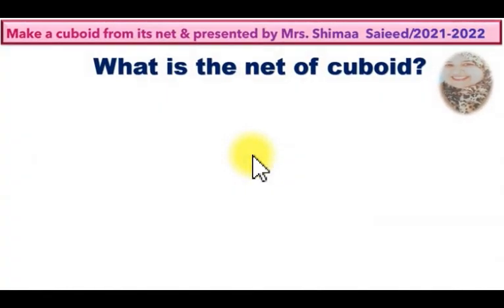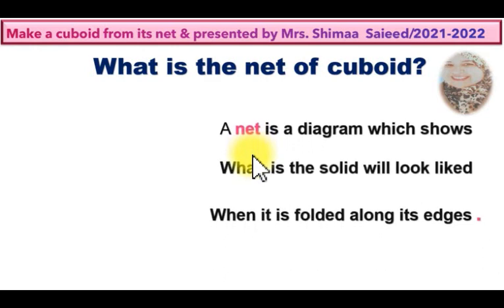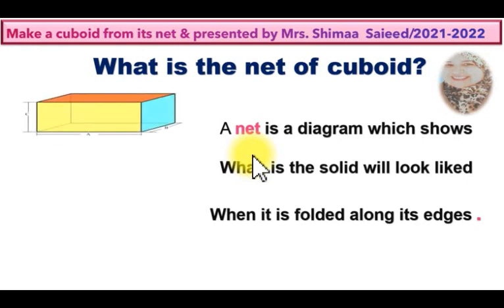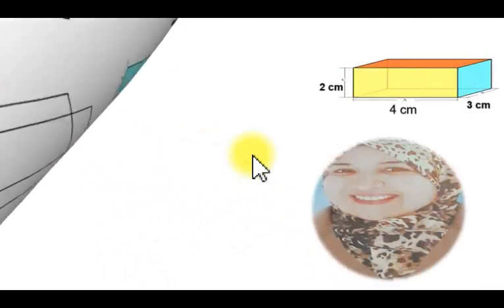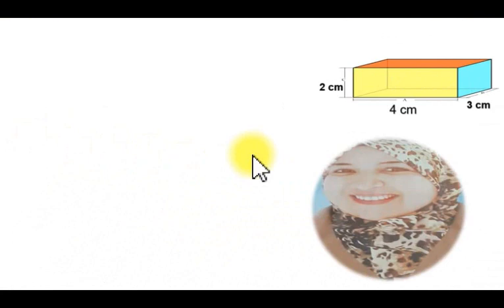So, what about the net of a cuboid? A net is a diagram which shows what the solid will look like when it is folded along its edges. This is the cuboid, and that is the net of the cuboid. If we fold it along its edges, we will form a cuboid. Let's learn how to draw the net of the cuboid. For example, if we have a cuboid, it's three-dimensional, with dimensions 4, 3, and 2 centimeters.